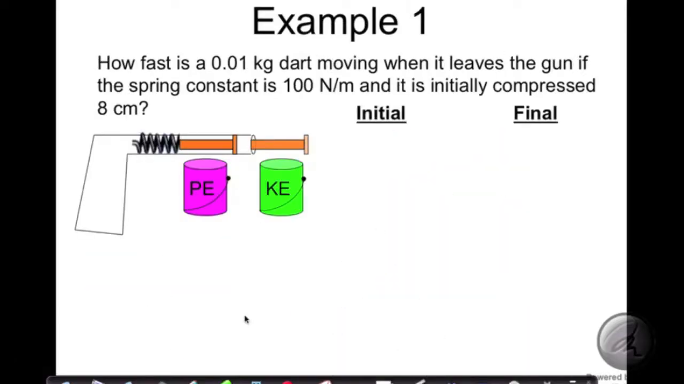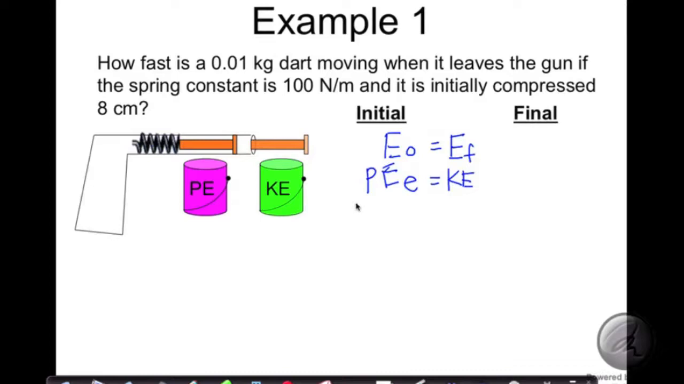So let's take a look at an example problem. How fast is a 0.01 kilogram dart moving when it leaves the gun if the spring constant is 100 Newtons per meter and it is initially compressed 8 centimeters? Well, we always want to start with energy initial equals energy final. We have potential energy initial, specifically elastic potential energy. And at the end, we have kinetic energy.